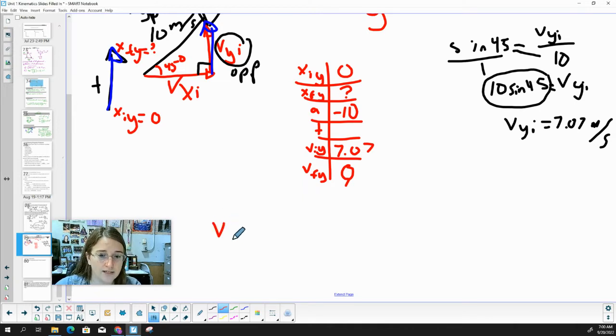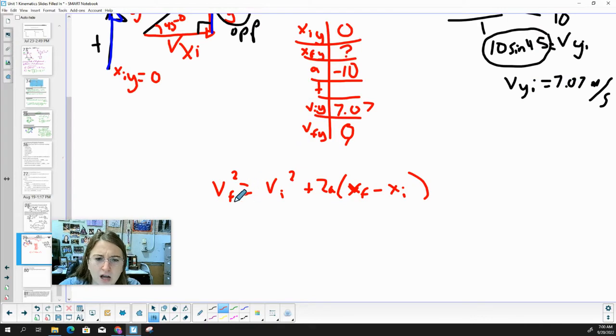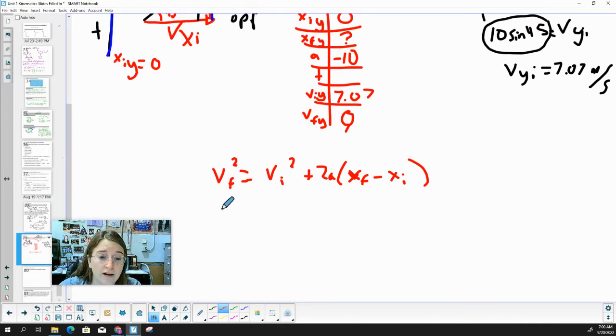Okay, so I have velocity final. So at this point, I'm going to go ahead and take off the subscripts for the y, just because it's a lot to write out. And I know that I'm looking in the y now. I got that all set up. So velocity initial squared plus 2a x final minus x initial. You can skip ahead in this if you'd like to until the end. V final is 0, right? Because again, I'm looking at the peak of my jump. My velocity is 0 there.